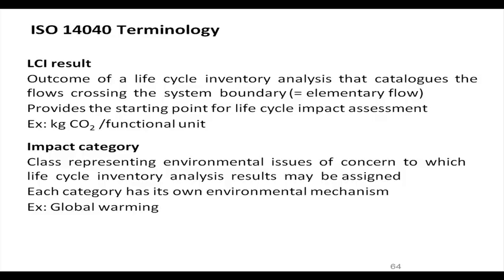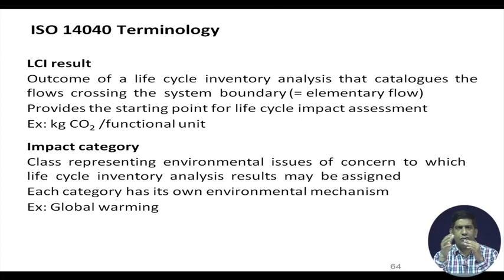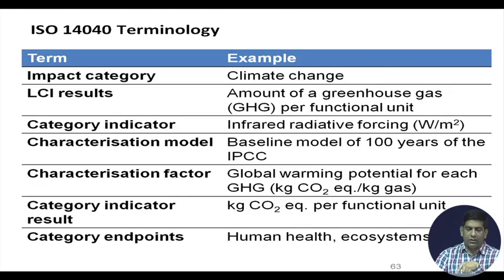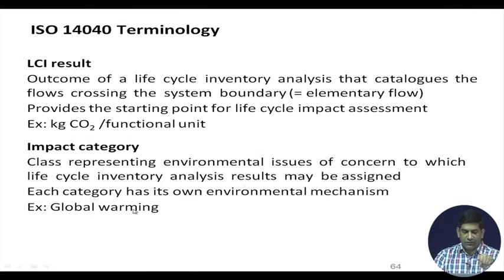For the impact assessment, we need to know the impact categories. These are the classes representing environmental issues of concern to which life cycle inventory analysis results may be assigned. Each category has its own environmental mechanism. For example, for global warming, which impacts climate change, the category indicator was infrared radiative forcing and the LCA result is the amount of greenhouse gas. So those were the different ways it is done.